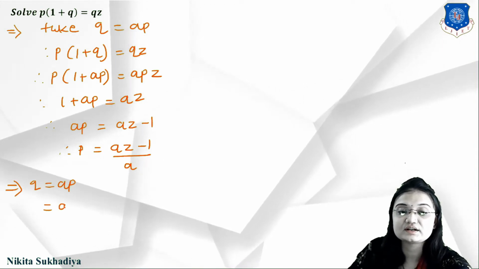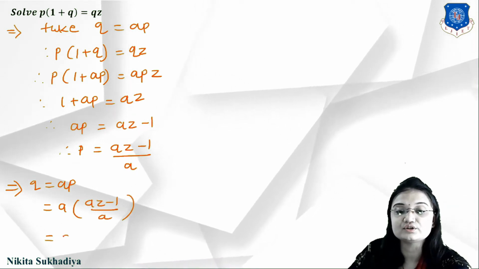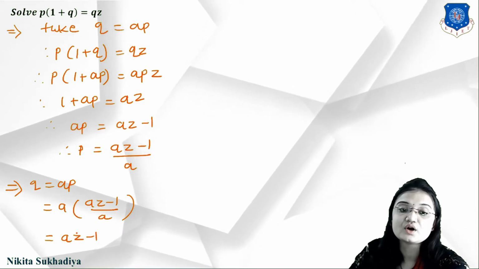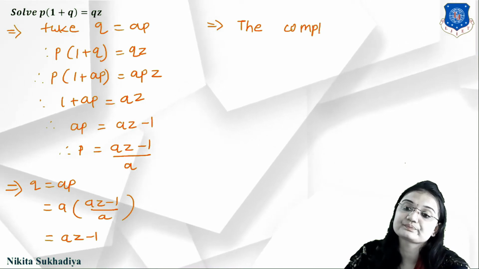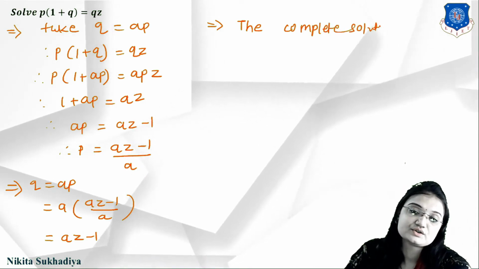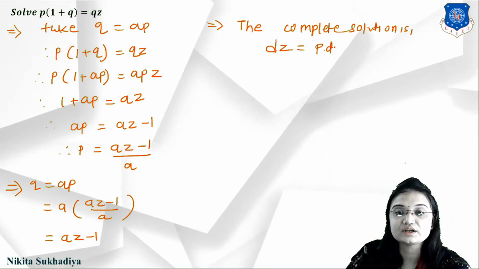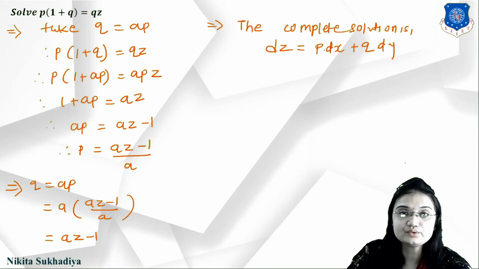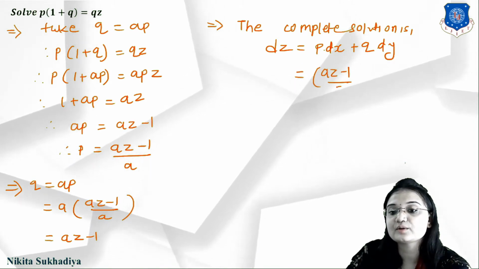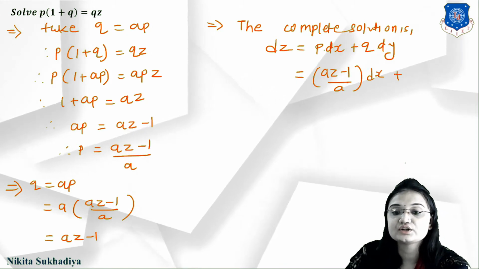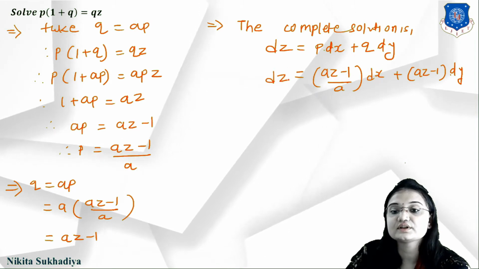So we can say that P is equal to (az − 1)/a, so Q is equal to only az − 1. Okay, so the complete solution is dz is equal to P into dx plus Q into dy. So here we have P, that is (az − 1)/a into dx, and Q, that is az − 1 into dy, and here we have dz.